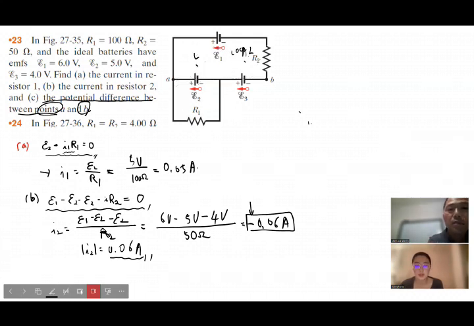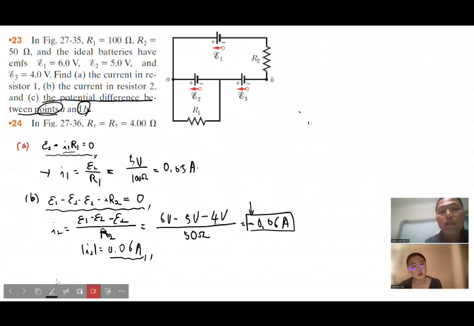Wait, I'm a little confused on why you used negative signs in front of E2 and E3, because isn't it going in the direction of the current? So it's E1 plus E2 plus E3 minus I R2.